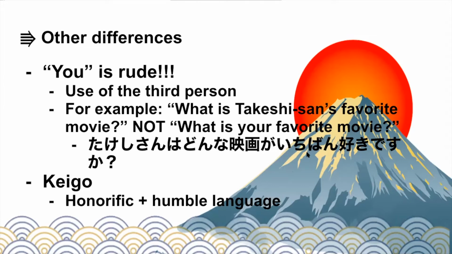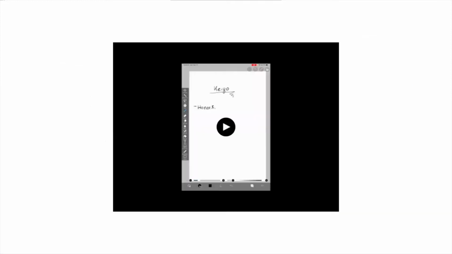There's also this thing called keigo, which is honorific plus humble language. It's actually very complicated. They have a social hierarchy that features into their language, like most languages. And I did a short video kind of explaining that as well.